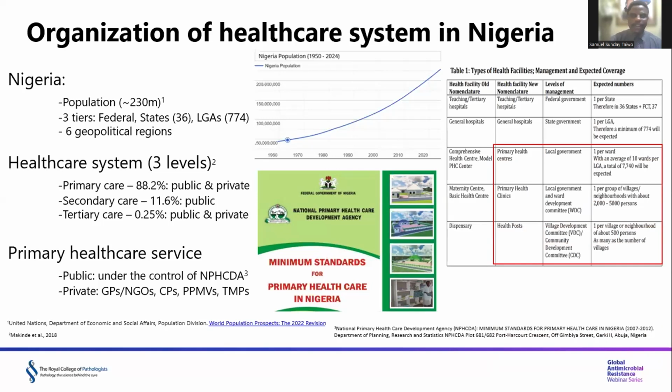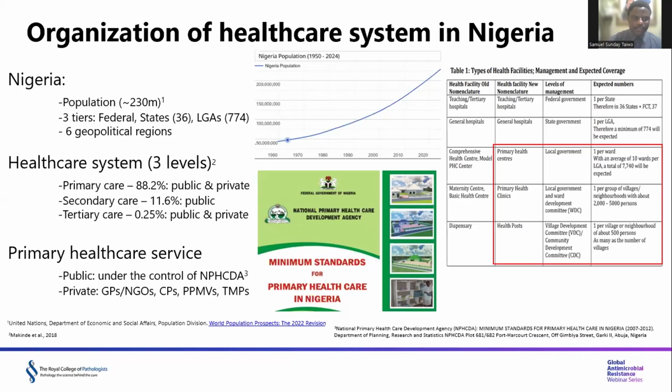Then you have the primary health clinics, which are also under the management of the local government and ward development committee. And then you have the health post, which is the smallest of that unit, that is managed by the village committee or the community development committee, and each health post provides healthcare service to about 500 patients.